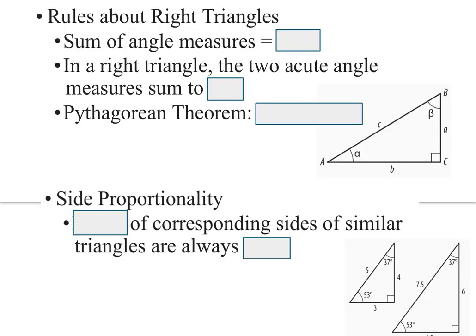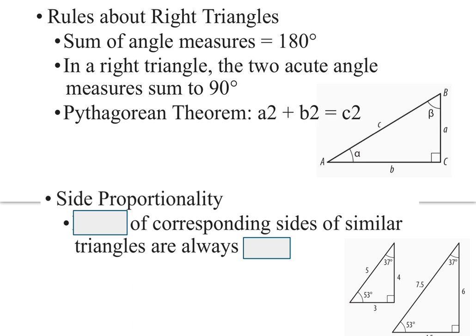Let's talk about some of the basics that we should know. The sum of all the angles in a triangle add up to what? 180. In a right triangle, the two acute angles should add up to 90. As we have already been using, we will also be using the Pythagorean theorem. That's actually a squared; it just didn't let me put it as a superscript. It should look more like this: a squared plus b squared equals c squared.